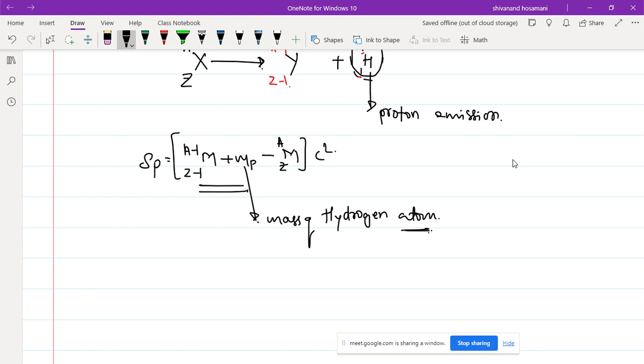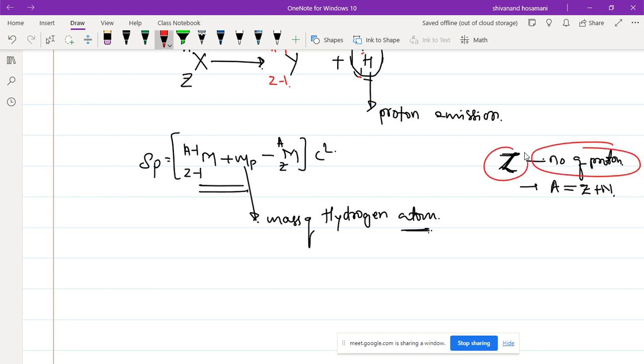Clear? Because when you remove the proton, Z also varies, because Z is equal to the number of protons. If you remove a neutron, the same Z remains, and there is a variation in A. A is equal to Z plus N. If you remove only one proton from the nucleus, there will be a decrement in Z, and A will also be decreased by one.